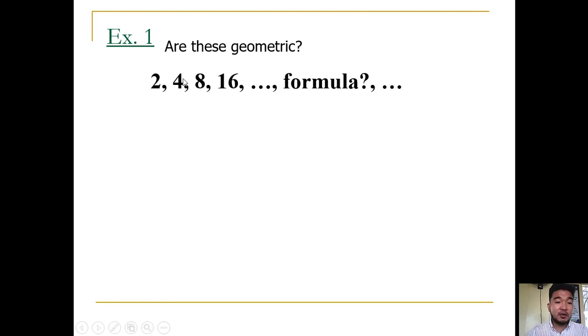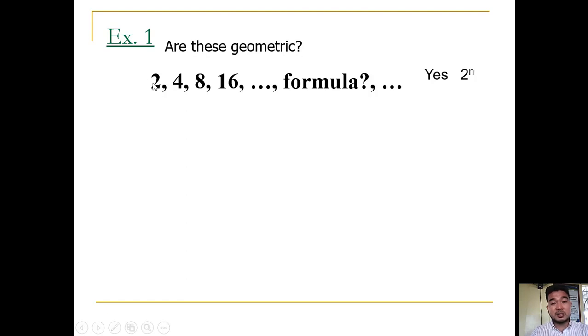Meaning, if we divide 4 by 2, the quotient is 2. Then we divide 8 by 4, the quotient is also 2. We divide 16 by 8, so the quotient is also 2. Meaning, all the quotients upon dividing two consecutive terms in the sequence is 2, then this sequence is a geometric sequence, yes. And the formula is 2 raised to n, where n is the term.